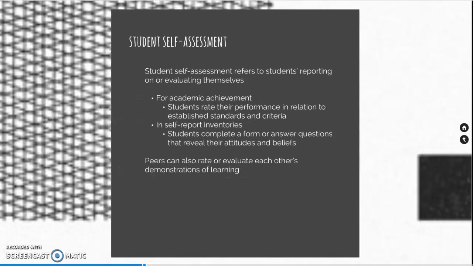Student self-assessment refers to students reporting on or evaluating themselves. In self-evaluation of academic achievement, students rate their own performance in relation to established standards and criteria. In self-report inventories, students are asked to complete a form or answer questions that review their attitudes and beliefs about themselves or other students.